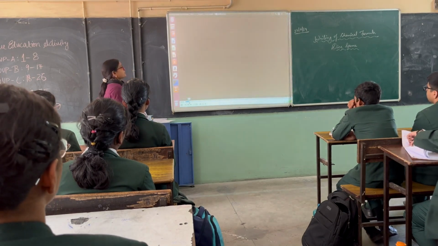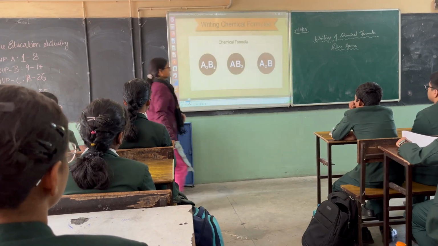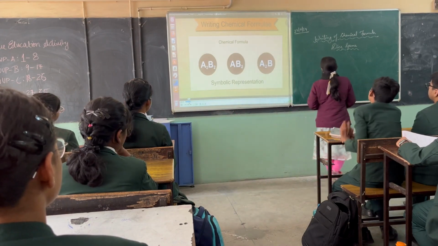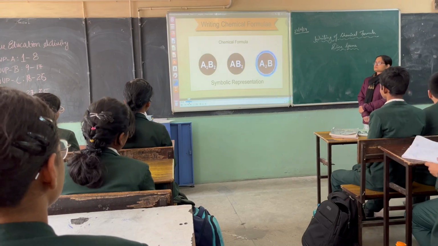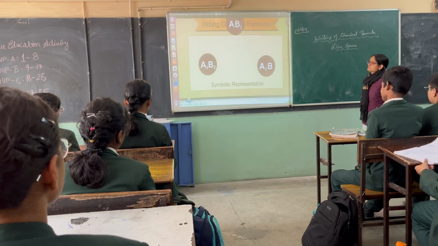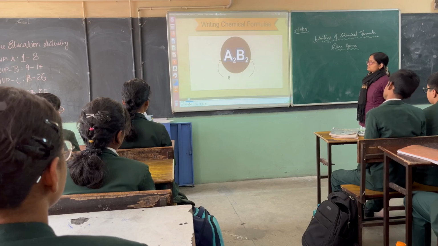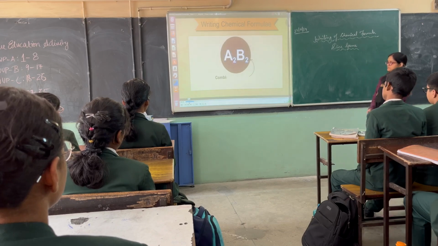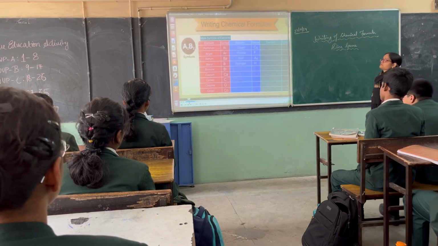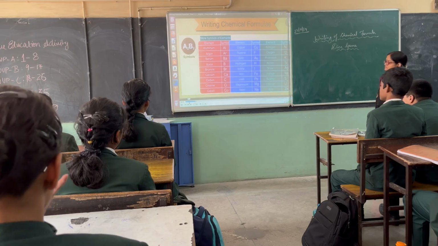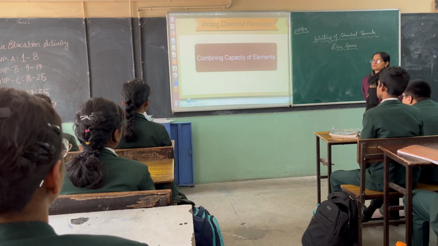Formulae. The chemical formula of a compound is a symbolic representation of its composition. The chemical formulae of different compounds can be written easily, but for this, we should know the symbols and their combining capacity. We have studied symbols of elements. Let us now learn about the combining capacity of elements.